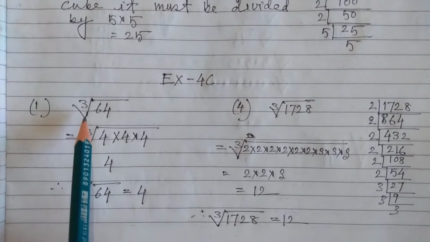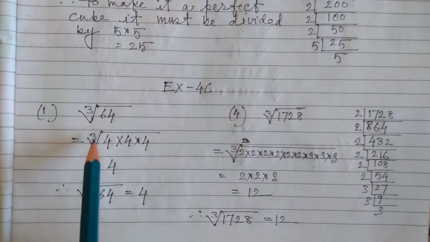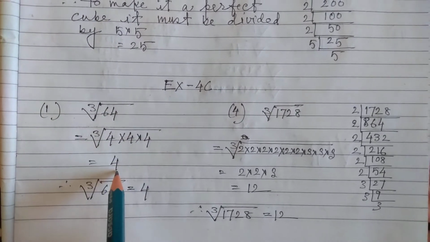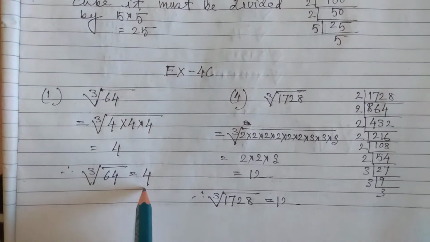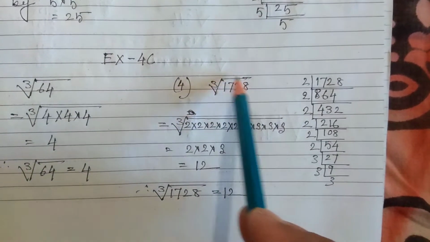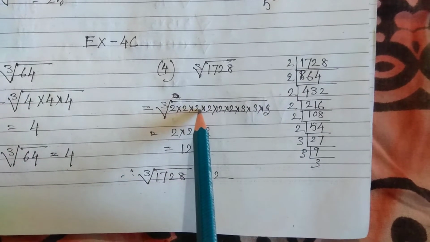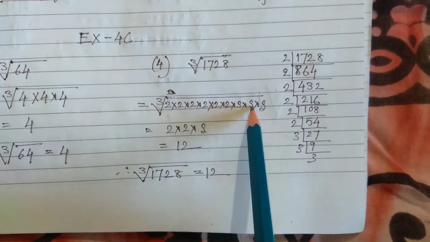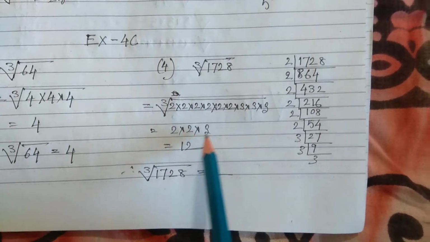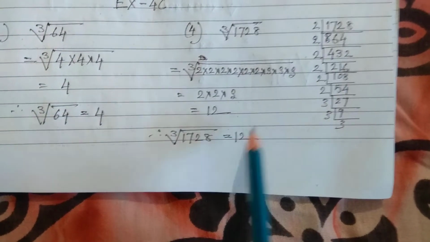Exercise 4c. Find the cube root of 64. The cube root of 64 is equal to 4 into 4 into 4, so it is equal to 4. Cube root of 1728. The prime factorization of 1728 is equal to 2 into 2 into 2 into 2 into 2 into 2 into 3 into 3 into 3. That is equal to 2 into 2 into 3 equal to 12. So cube root of 1728 equals 12.